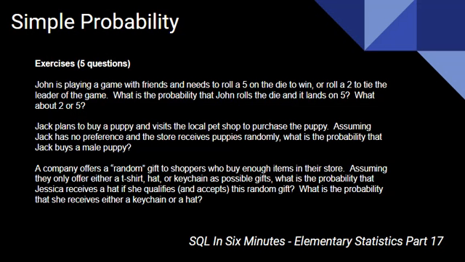Okay, and then of course exercises, let's see, 4 and 5 here. A company offers a random gift to shoppers who buy enough items in their store. Assuming that they only offer either a t-shirt, hat, or keychain as possible gifts, what is the probability that Jessica receives a hat if she qualifies and accepts this random gift? So there's a total of 3 possibilities, and hat would be one of those possibilities. So there's a 1 in 3 chance that she receives a hat.